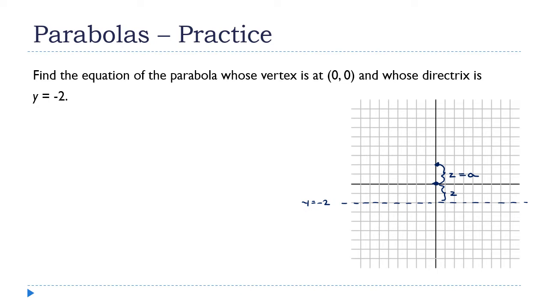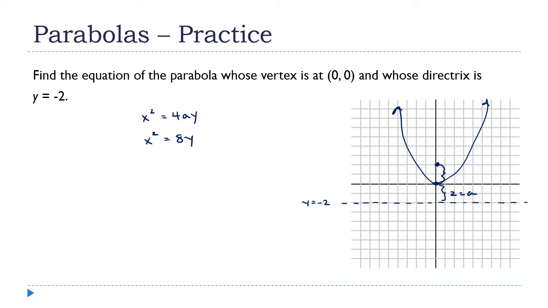Okay, so now let me put this down here where it's a little out of the way. I know that my parabola is going to look like this. That opens up, so the general equation is x squared equals 4ay. And because a is 2, the specific equation is x squared equals 8y.